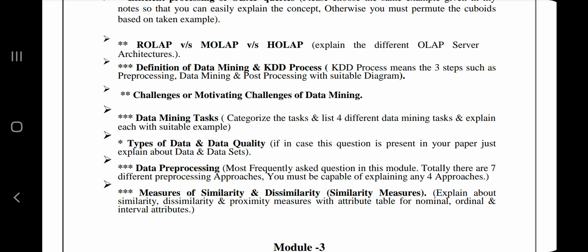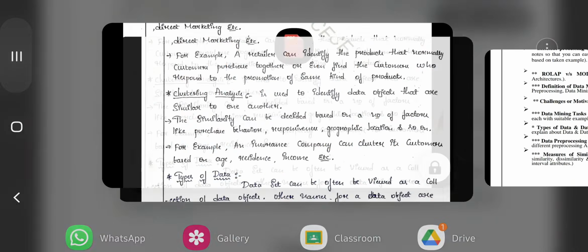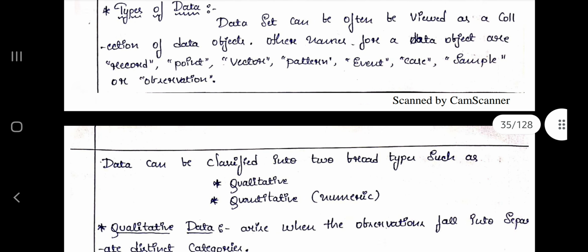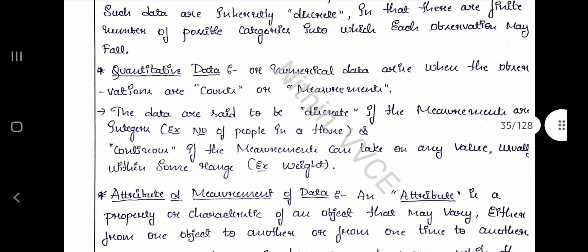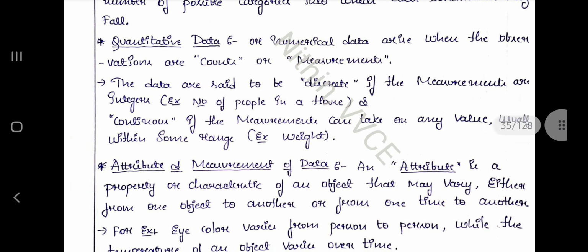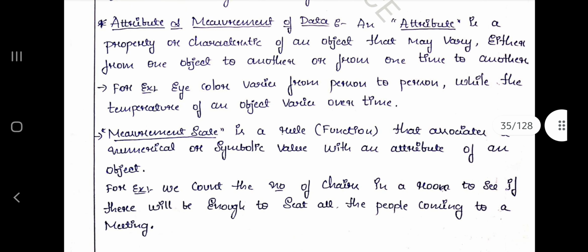Fine. Then we have the types of data and data quality. Here we have a few key points regarding types of data and data quality. So what are the different types of data? Qualitative and quantitative. By the name itself you can understand: qualitative means the attribute of it, like the height and the weight. Quantitative means numeric value, like how many rupees this particular item costs. That is quantitative.